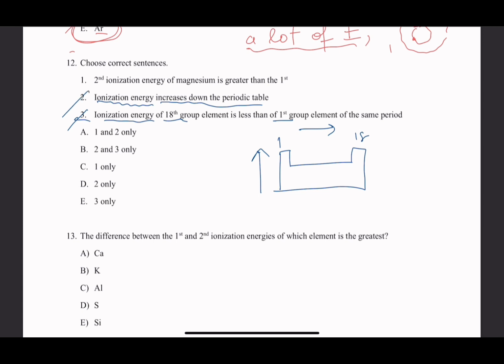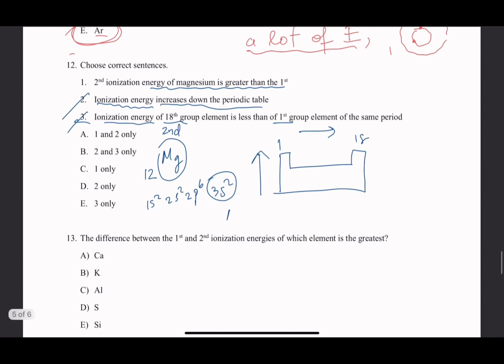So for the first one, it says the second ionization energy of magnesium is greater than the first. So we know that magnesium is a second group element. Okay, so second group element, magnesium has 2 electrons to lose. Magnesium has atomic number 12, so it goes 1s2, 2s2, 2p6, and 3s2. So these are our 2 electrons that we lose.